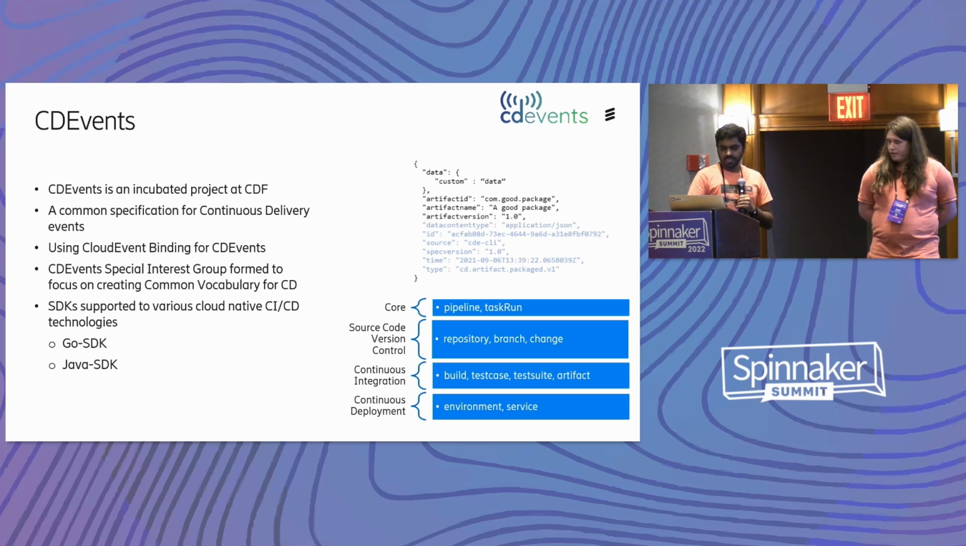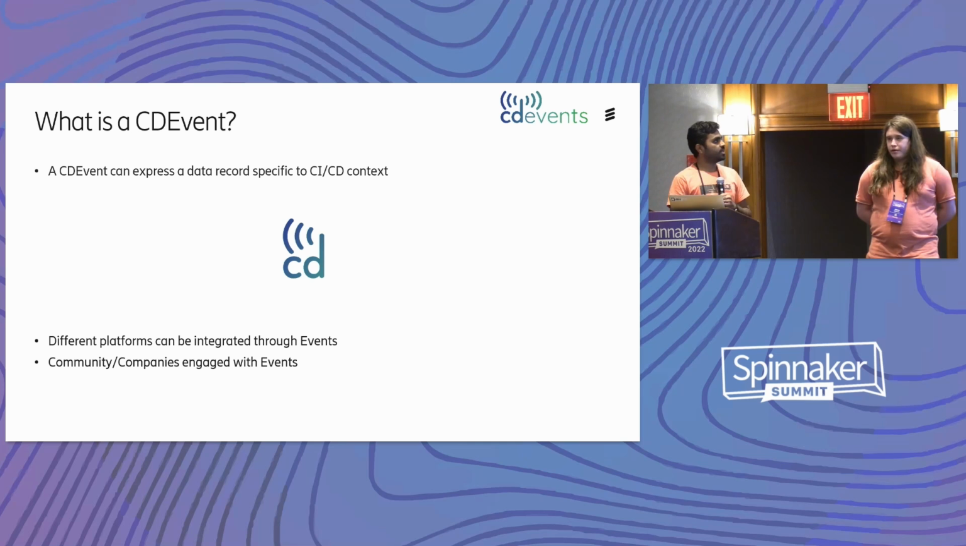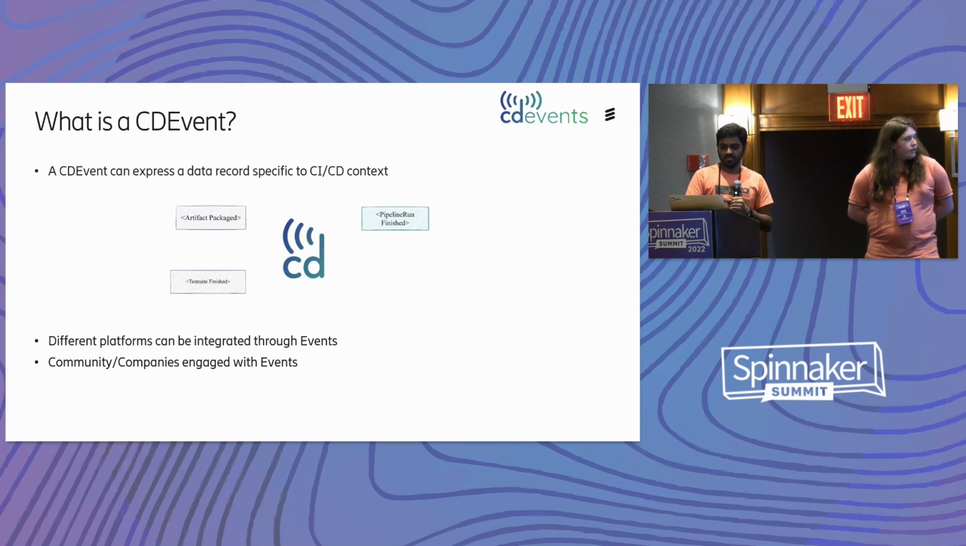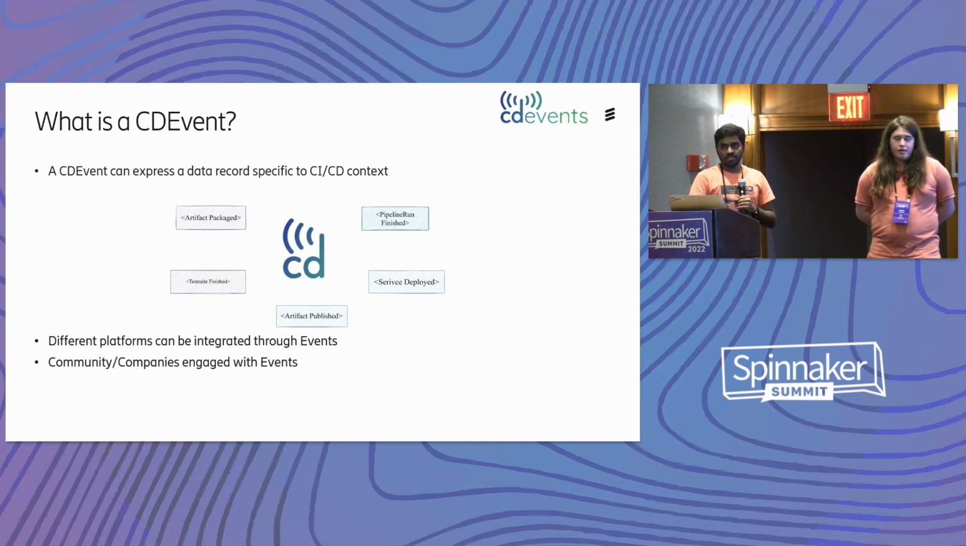And what exactly is a CD event? A CD event can express a data record that is specific to the CI/CD context. We can say something like a CD event can say an artifact is packaged, or a pipeline run started, like I explained in the previous slide. So we have different types of CD events related to pipeline, test, or something like service deployed, or artifact is published. These are some of the types that come from the specification, and different event types we can define.